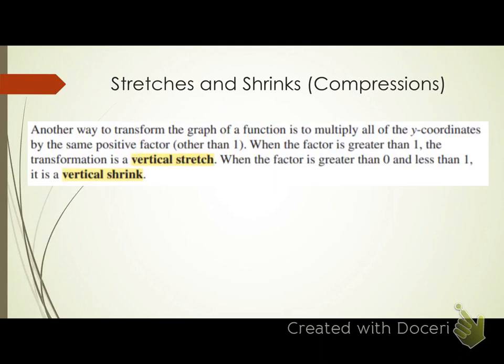Another way to transform the graph of a function is to multiply all of the y coordinates by the same positive factor other than 1. When the factor is greater than 1, the transformation is a vertical stretch. When the factor is greater than 0 and less than 1, so between 0 and 1, it is a vertical shrink. So today we're going to be stretching the graph or shrinking the graph vertically.